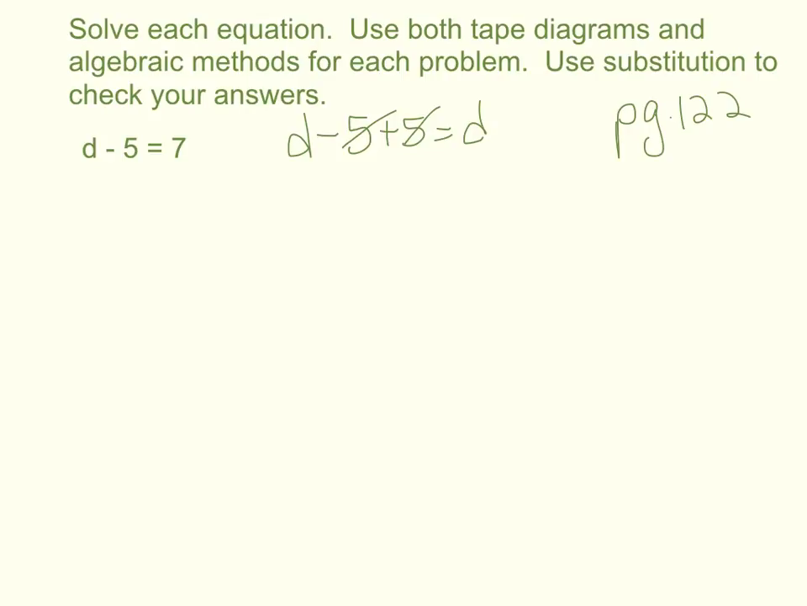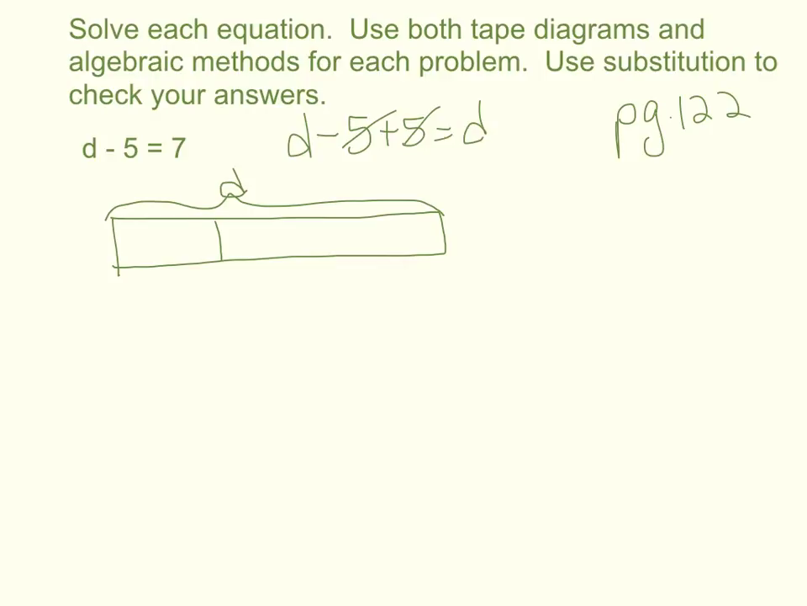The second thing we want to remember is how we would show subtraction in a tape diagram. So let's start by drawing one tape, and this time we're going to identify this as D because we're not sure what our whole is. As we divide D, we know one part is 5 and the other part is D minus 5 that equals 7.